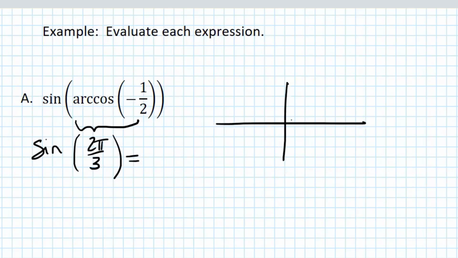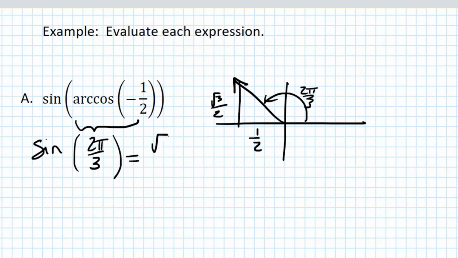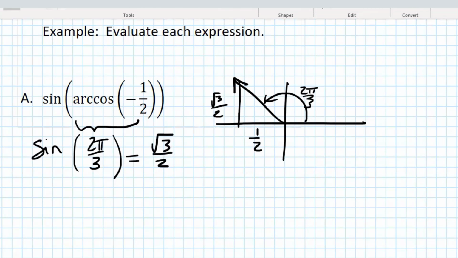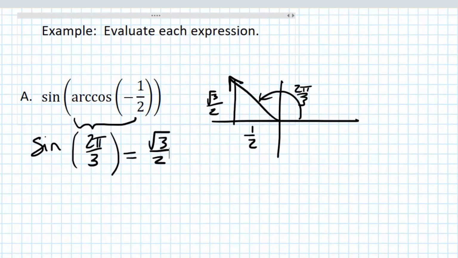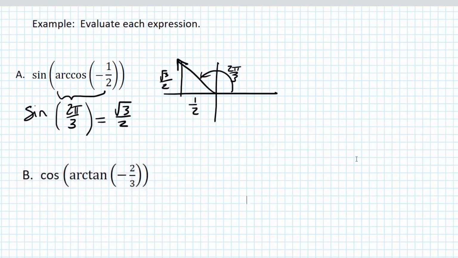So we're in quadrant 2, 2 pi over 3. So the sine is going to be root 3 over 2. Is it going to be positive or negative? Positive, because we're above the x-axis. So that's going to be just root 3 over 2. That's how it works when you have one of our special angles that we've memorized. A lot of times, though, we will not.